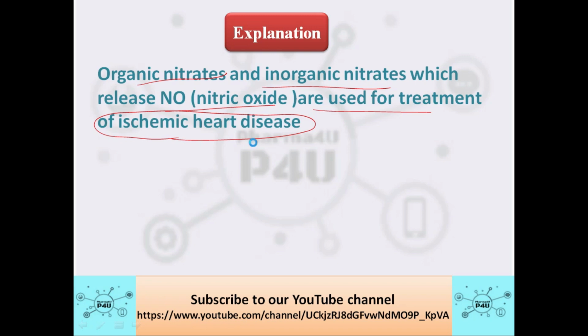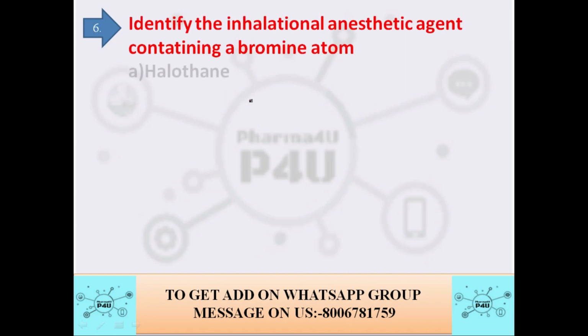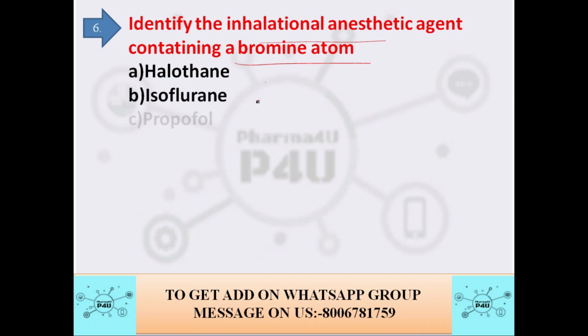So it's all about this question. Moving on to the next question: identify the inhalational anesthetic agent containing bromine atom. The options are: option A, halothane; option B, isoflurane; option C, propofol; option D, fluoxetine. So which is the inhalational anesthetic agent containing bromine atom?